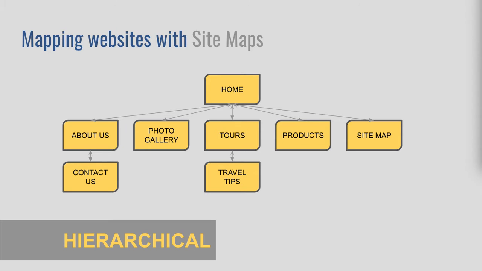Likewise, if I'm on the Travel Tips page, that's a linear connection to Tours, and then from Tours, a linear connection to Home. Once I'm at Home, I have the hierarchical connection back to the other sites. Okay? You can see that there are combinations that exist. You could have a combination of hierarchical and network. You can have a combination of linear and hierarchical, a combination of linear and network, a combination of all 3.